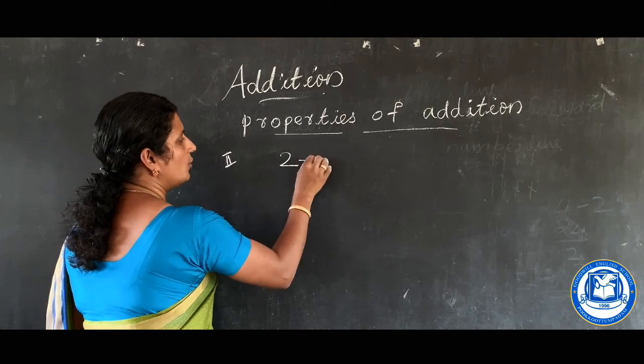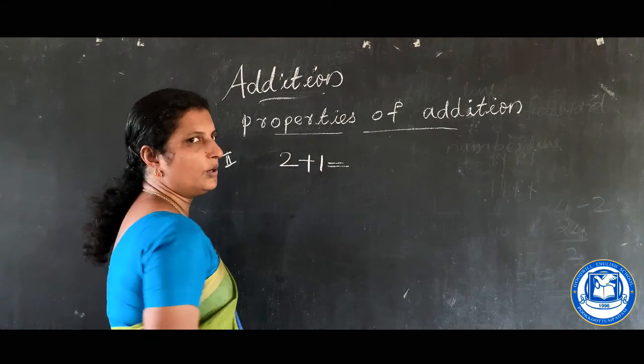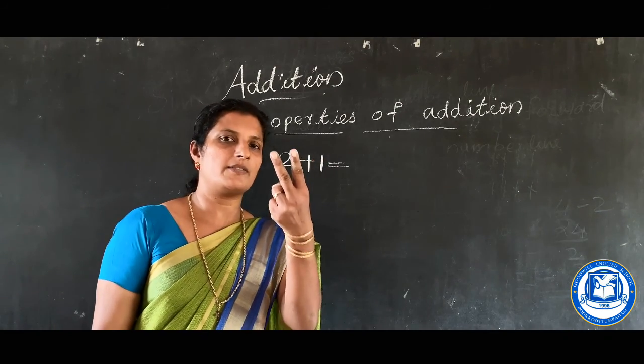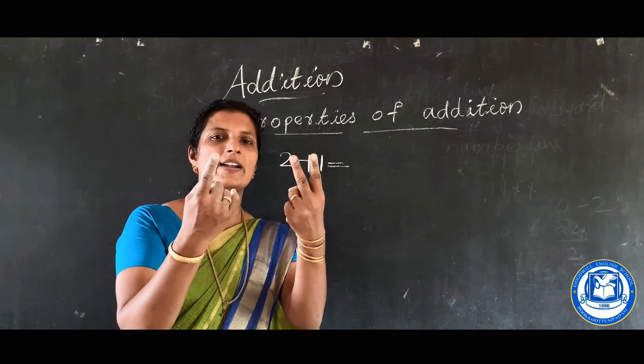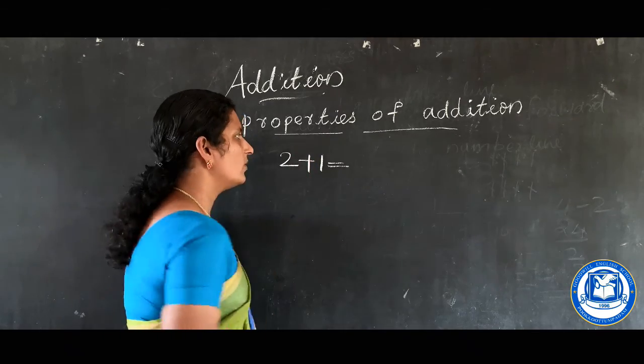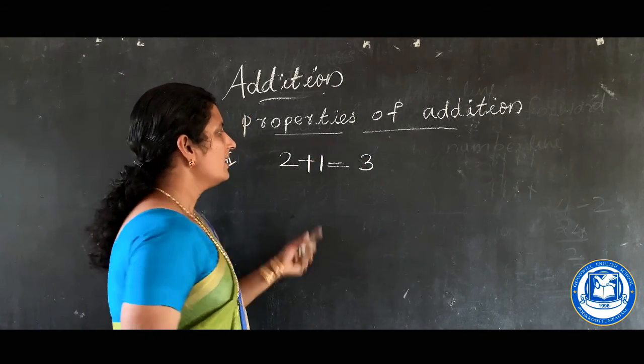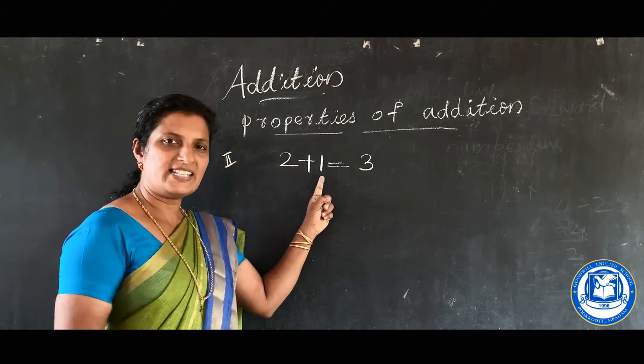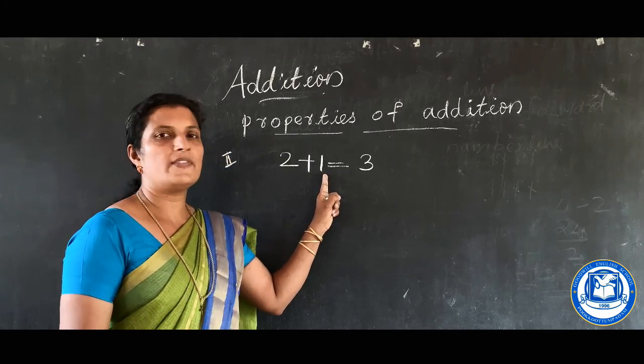Just we can check it. 2 plus 1 equal to 2 plus 1. Take 2 on this finger of your hand, and take 1 here. Then 1, 2, 3. We got the answer: 3. If you add 1 to any number, then we will get the next number.